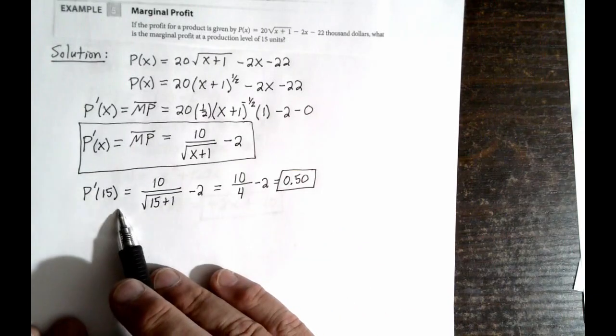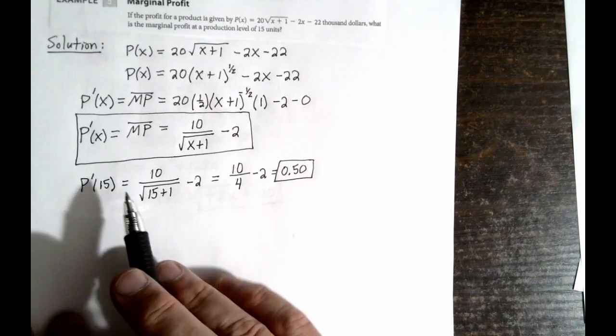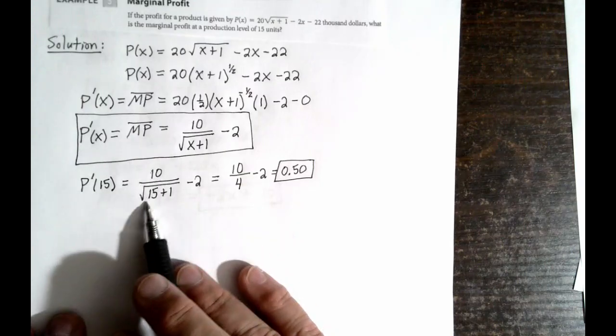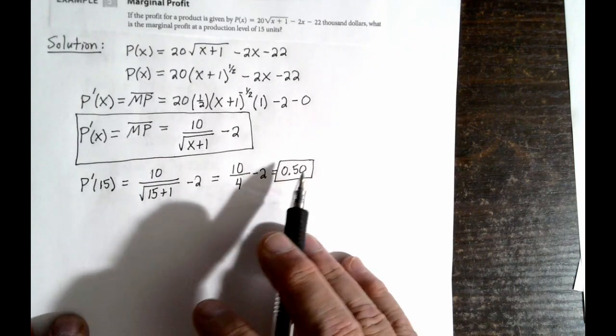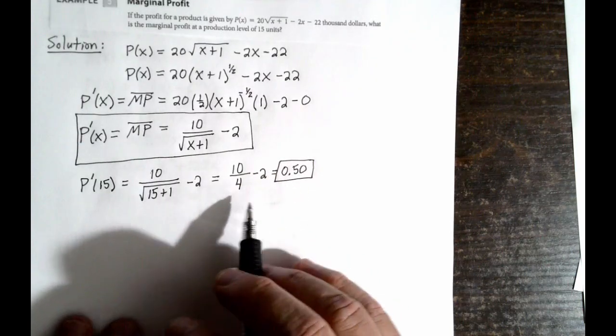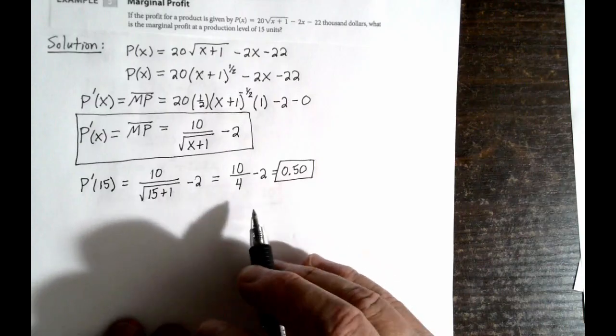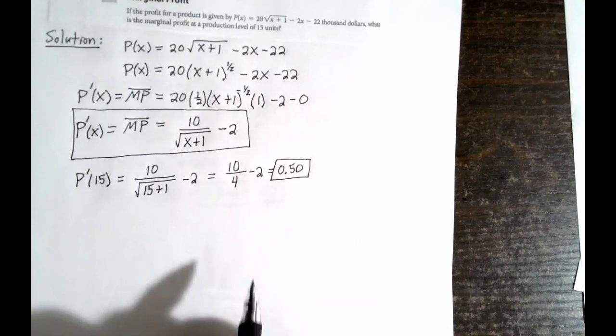And now they ask you to find the marginal profit when you're producing 15 units. So you plug in 15 into this and you get 50 cents. So the profit from selling the 16th unit is 50 cents.